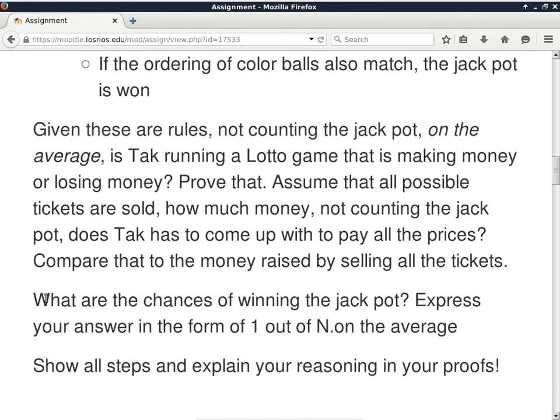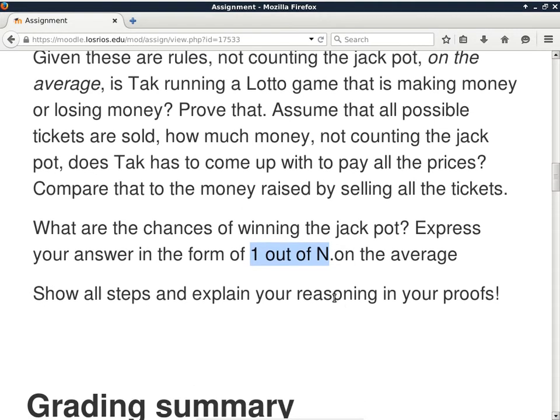And then the second question, that's the first question, am I winning or losing in the long run? And then the second question is, what are the chances of winning the jackpot? Okay, and you express your answer in the form of 1 out of how many chances on the average. Show all steps and explain your reasoning in your proofs.